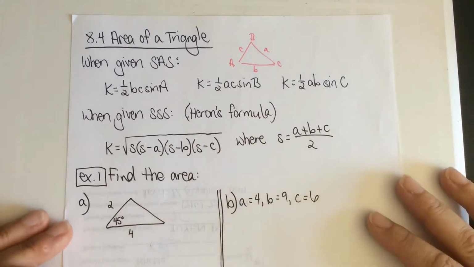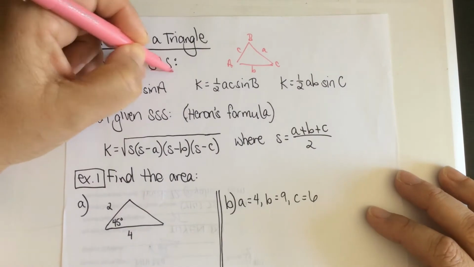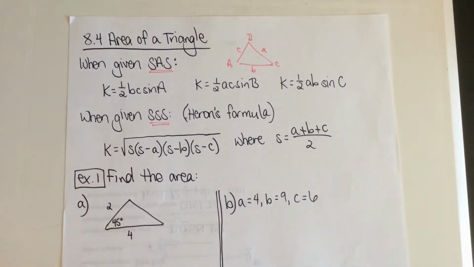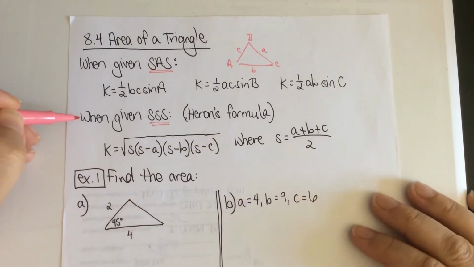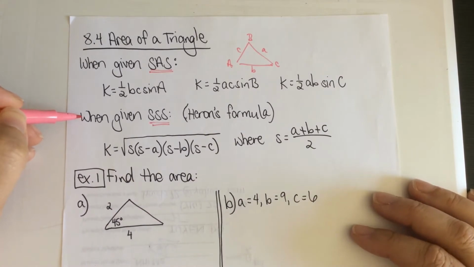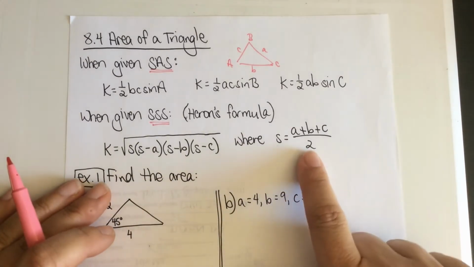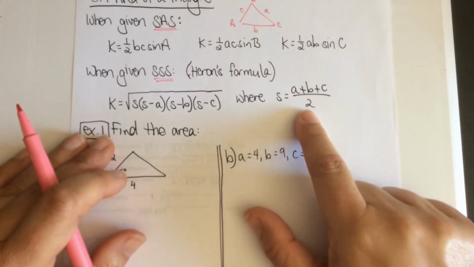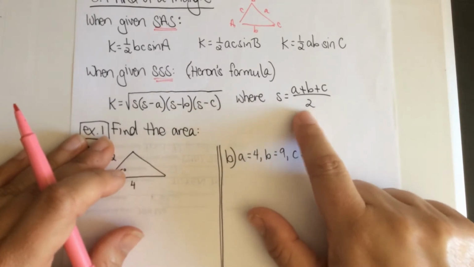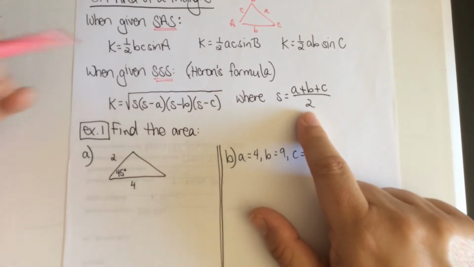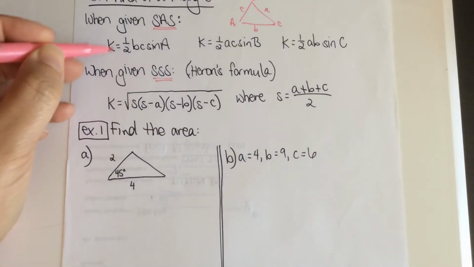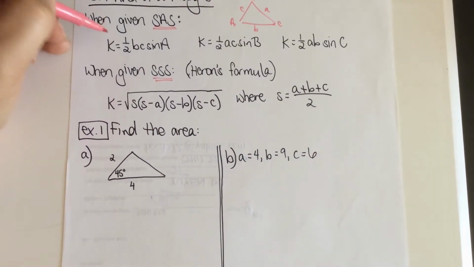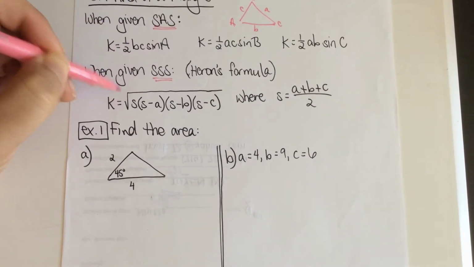Make sure you're paying attention to what we're being given and which formula we need to use. When we're given side, side, side, we're going to use Heron's formula. First, we need to find what's called the semi-perimeter. It's half the perimeter. Do you agree with that? This is half the perimeter, right? And then we just start plugging stuff in. You're going to use your calculator mainly. All you're going to do is plug numbers in and type it into your calculator.